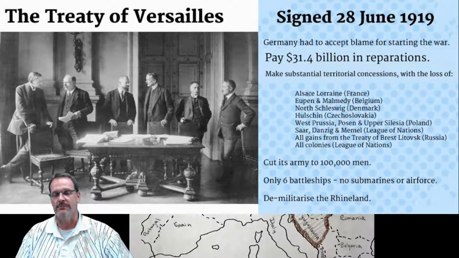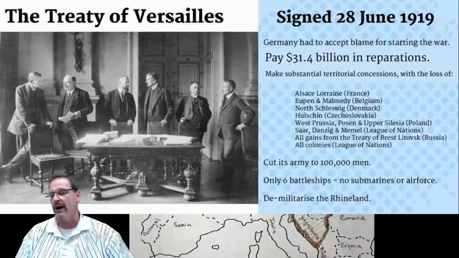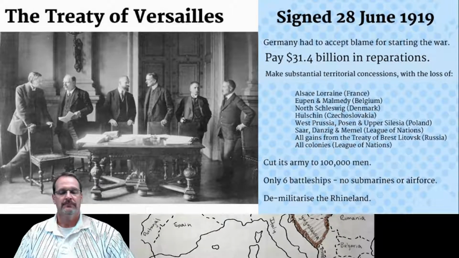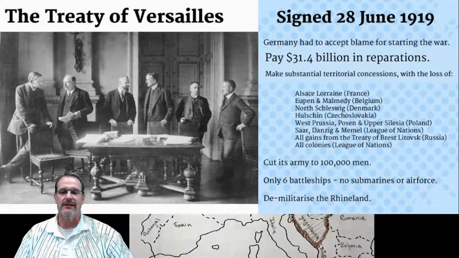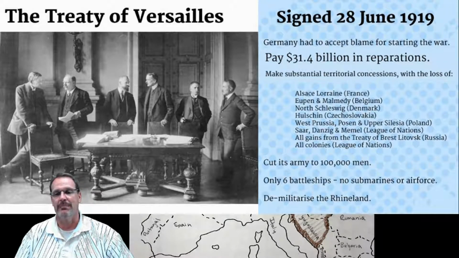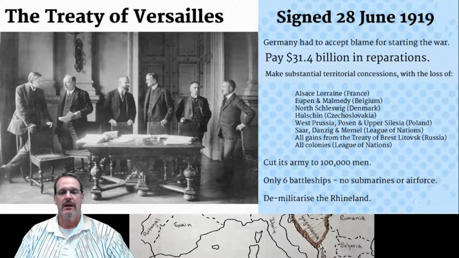Austria-Hungary declared war on Serbia, which led to the beginning of the spiral to war. So Germany is faced with all of the war blame. They were going to take all of it right there, accept blame for starting the war. And of course, people like Adolf Hitler later would really resent this. The German economy was faced with a $31 billion reparation payment.